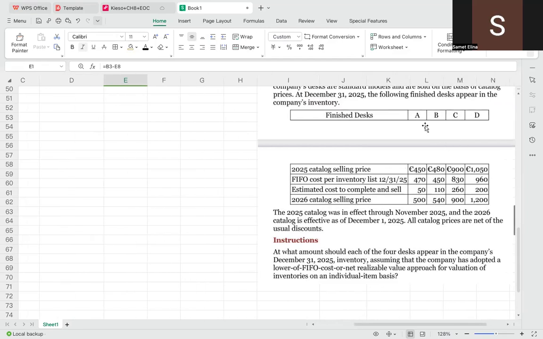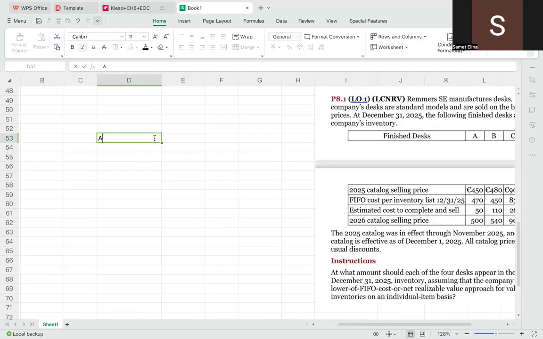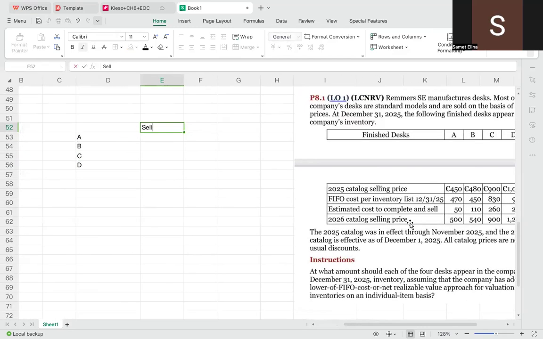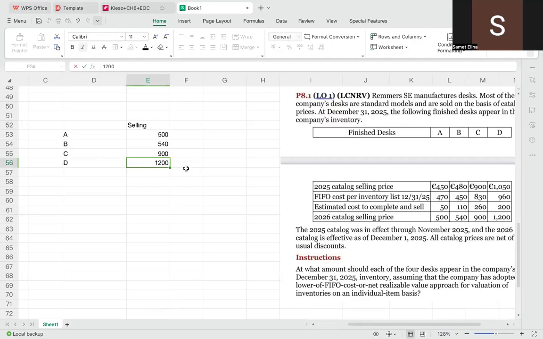Let's go. We have 4 desks, A, B, C, and D. Let me write it here. And first, selling price. Selling price for A is 500, then 540, and then 900 and 1,200. This is selling price.